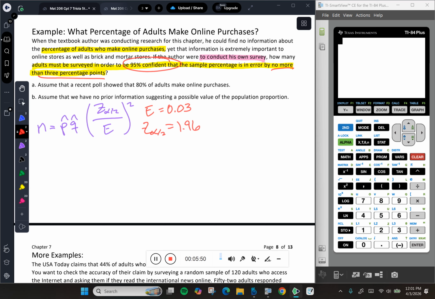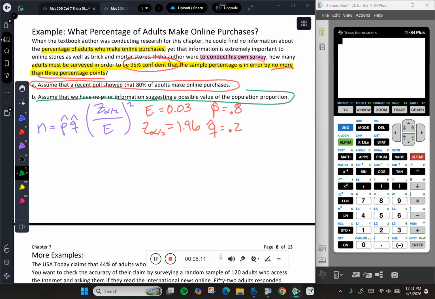And then what am I going to use for p hat? And what am I going to use for q hat? Well, in part A, we're going to assume that prior data showed us that p hat was 0.8, and then q hat was 0.2. And then in part B, we're going to assume we have no prior information, so we'll go with the worst case scenario of 0.5 and 0.5.